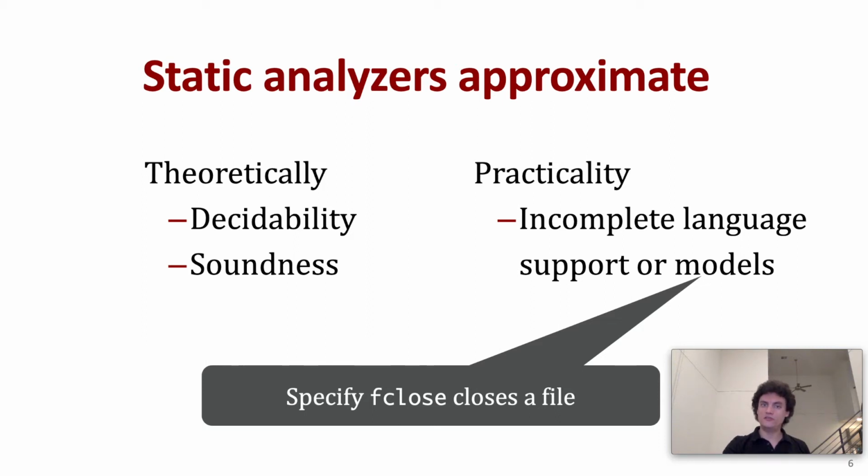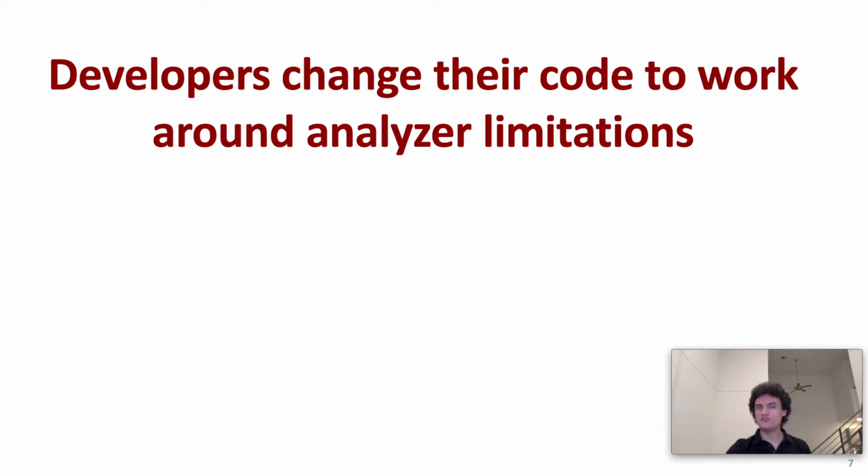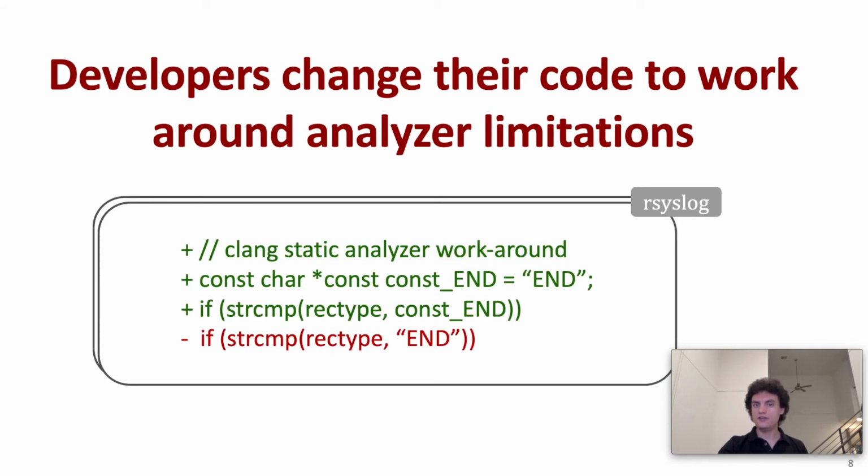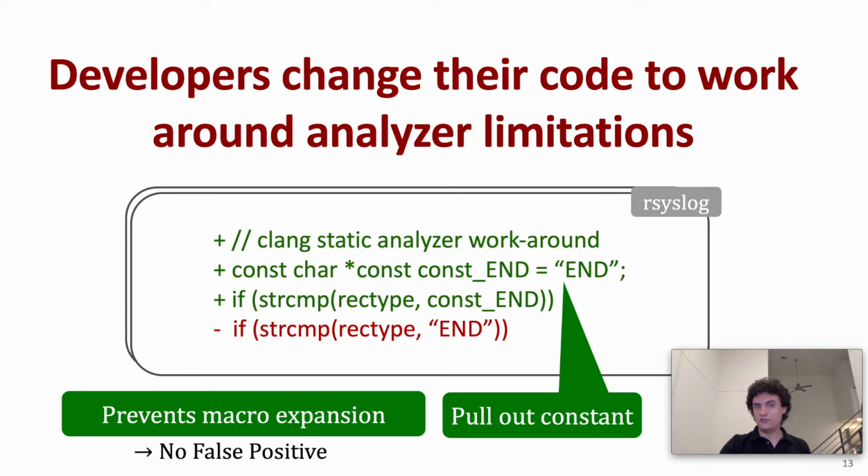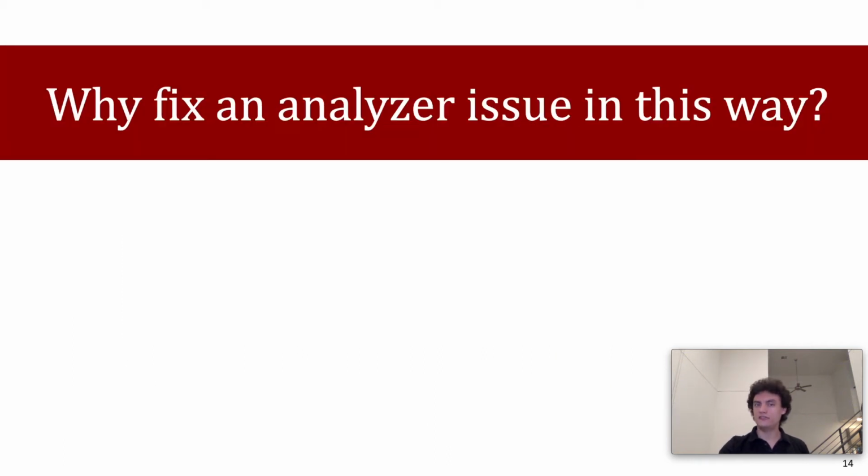And an interesting consequence of this approximation is that developers will sometimes change their code around the analyzer limitations. To make that very concrete, here is some code from a logging utility where a developer annotated a code change by saying that this is a Clang static analyzer workaround. Although I can't elaborate deeply on what's going on here, and there are more details in the paper, the basic gist is that by pulling out a string constant from a string compare function, it prevents a macro expansion. And this macro expansion would otherwise cause a false positive to be raised. So this developer performed this change, and it prompts the question, why fix an analyzer issue in this way?